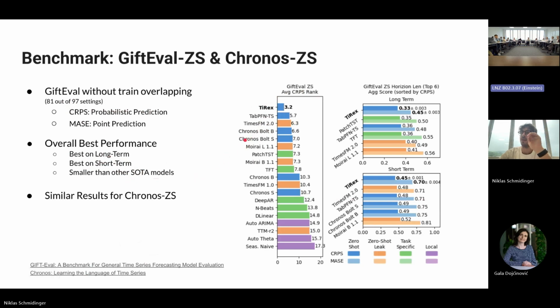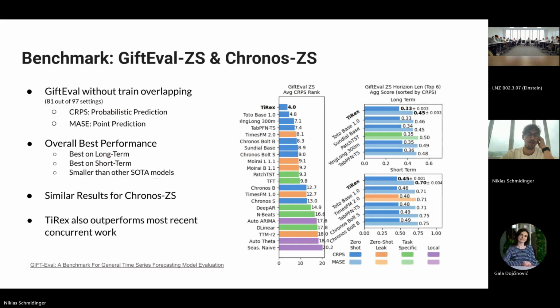Kronos, for example, is very similar in spirit, also in the chunking strategy, but it uses a transformer. Here, really this recurrent bias, or recurrent mode of the xLSTM, seems to help a lot and improve the performance. So T-Rex is the best model on this released large-scale time series forecasting benchmark.